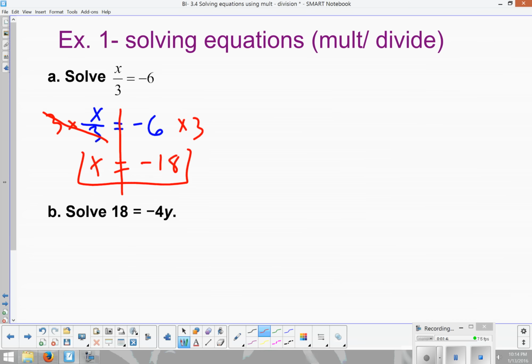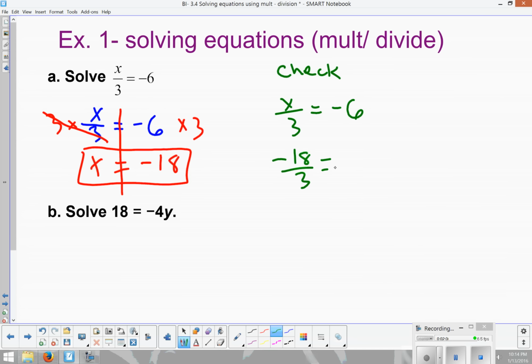Now, if you want to see if your answer is correct, you can always use the check method. So I'm going to check to see if this solution is correct. I'm going to rewrite my problem: x over 3 equals negative 6. And it says x is negative 18. So x is negative 18, and I'm going to plug that in for x.